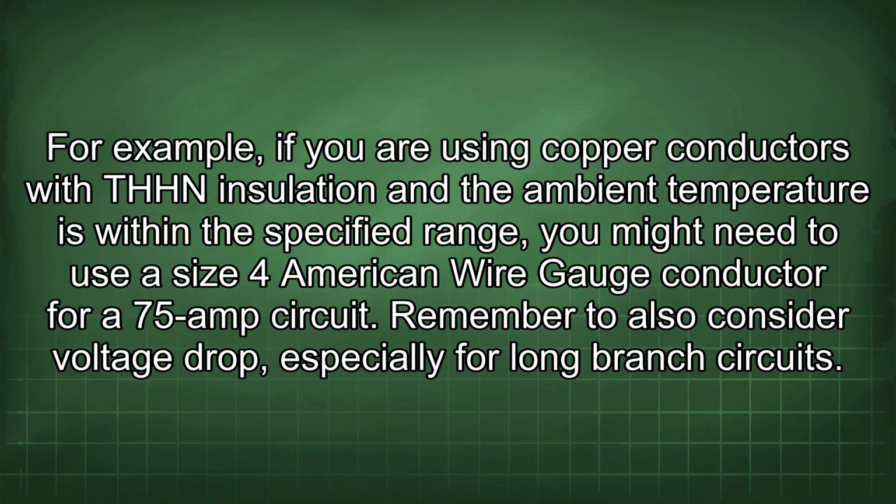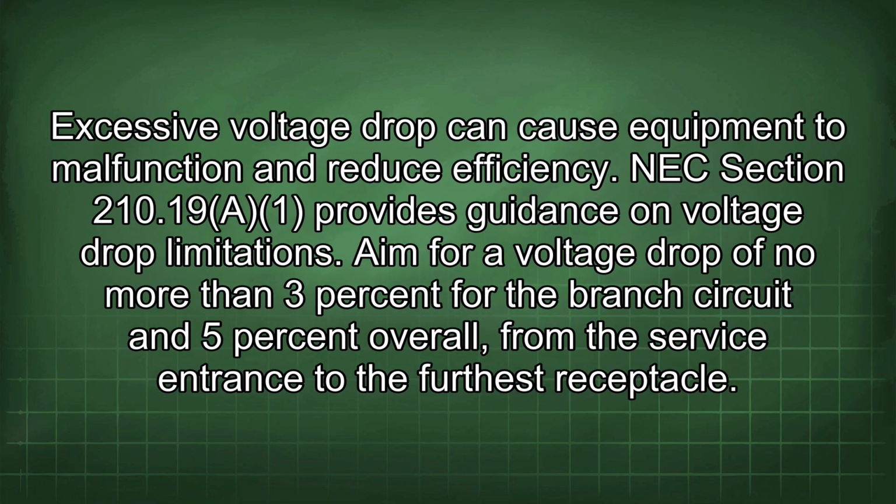Remember to also consider voltage drop, especially for long branch circuits. Excessive voltage drop can cause equipment to malfunction and reduce efficiency. NEC Section 210.19 provides guidance on voltage drop limitations. Aim for a voltage drop of no more than 3% for the branch circuit and 5% overall from the service entrance to the furthest receptacle.